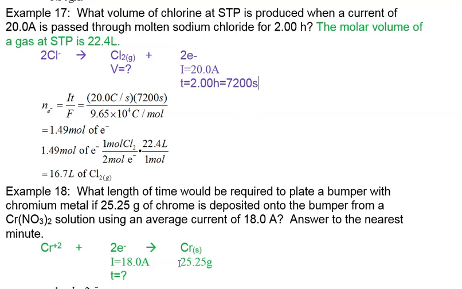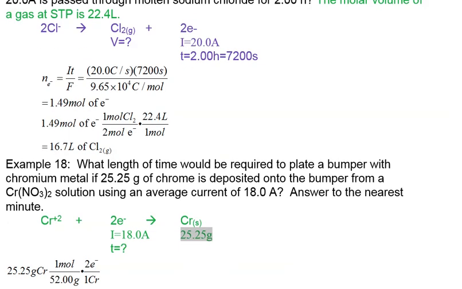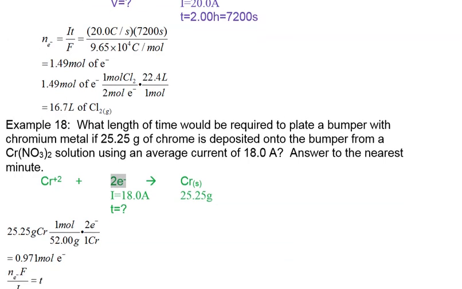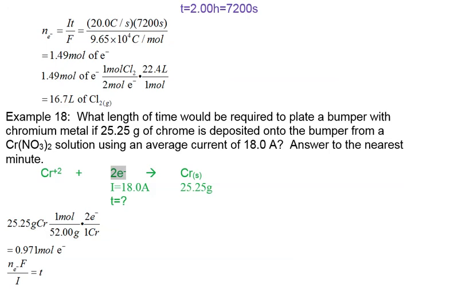So here we have enough information about the chromium to find moles, because we can look up our molar mass and figure out our moles of chromium. From there, we can do our mole ratio to find our electrons. And then we can rearrange that formula, n of e equals I T over F. Well, we want to know T. So multiply by F, divide by I to get time alone.